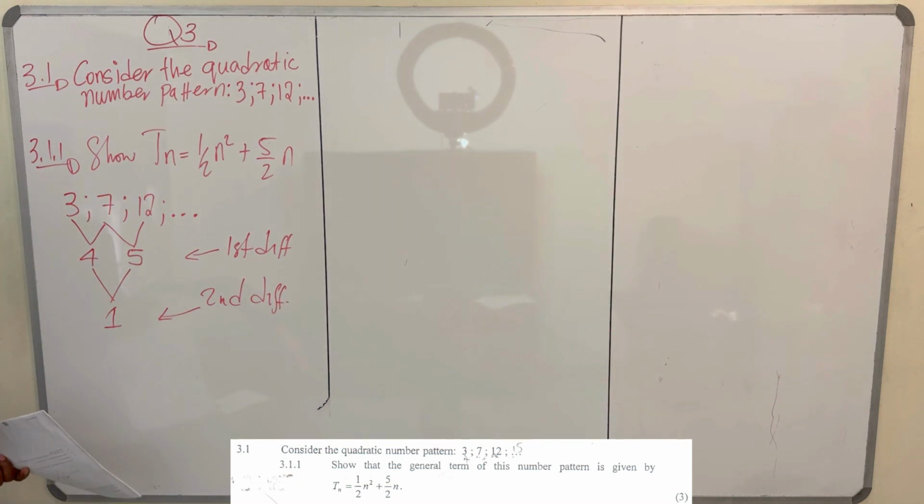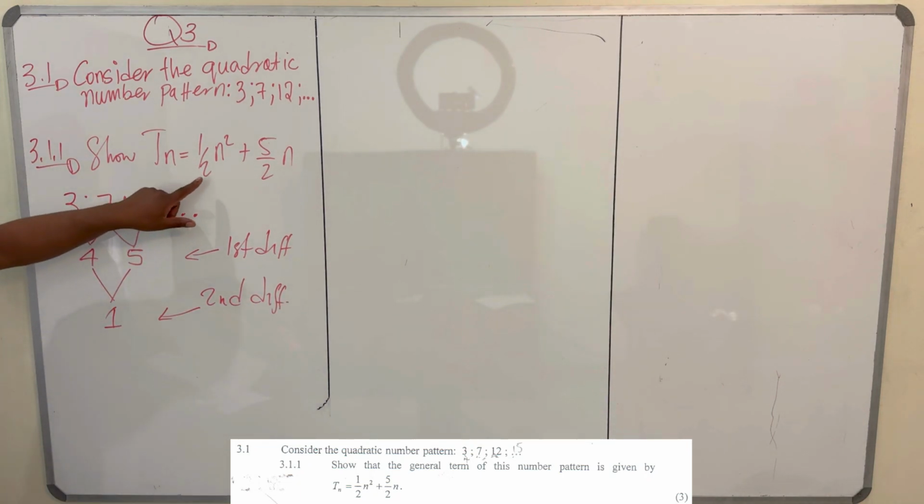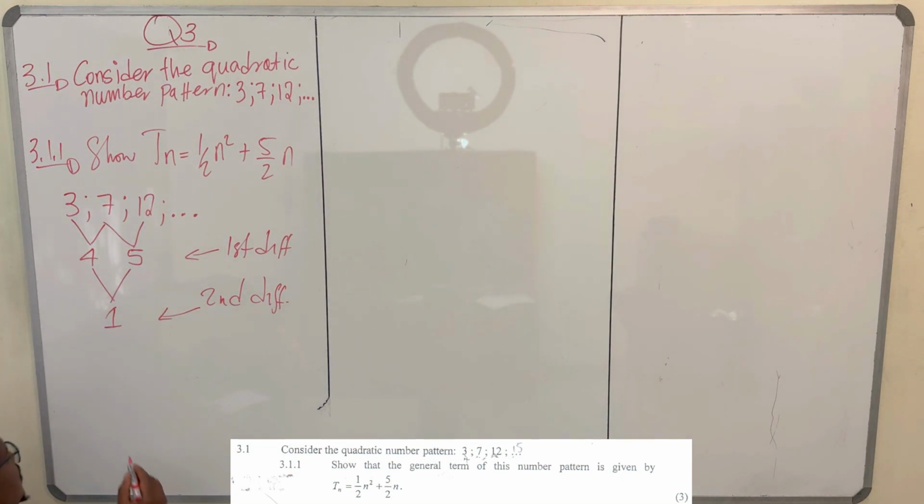That's what we have. So what they wanted is to find the general term. The general term of a quadratic sequence is in the form Tn equals an squared plus bn plus c, right? So you need to find a, b, and c, or you need to prove that a is equal to half, b is equal to 5 over 2, and c is equal to 0.